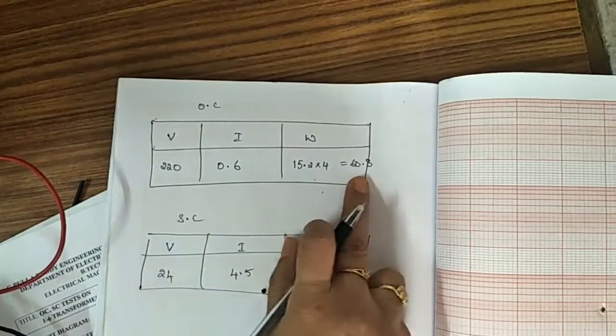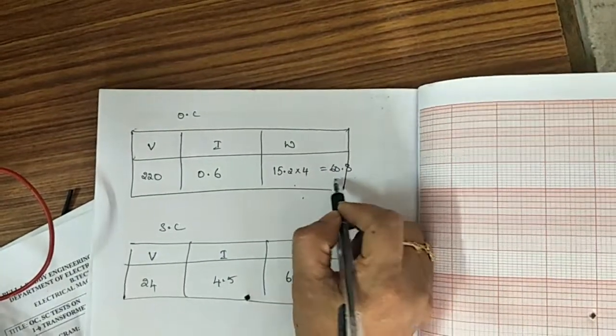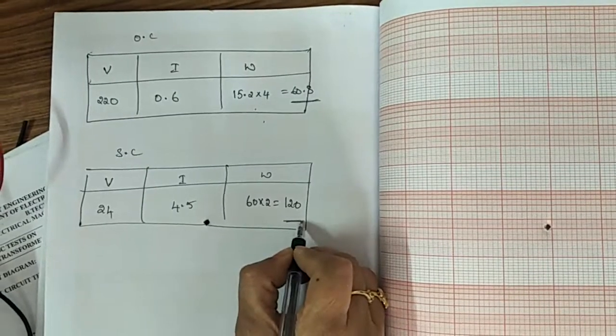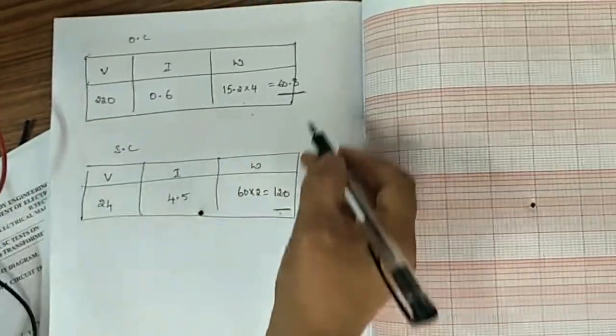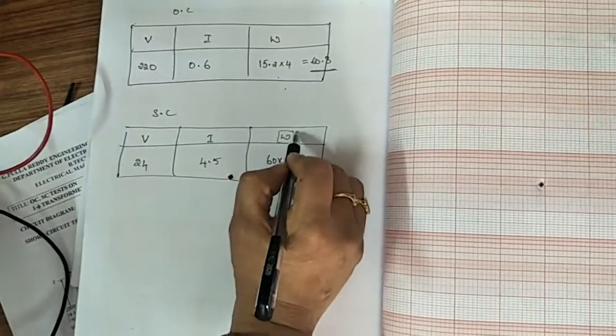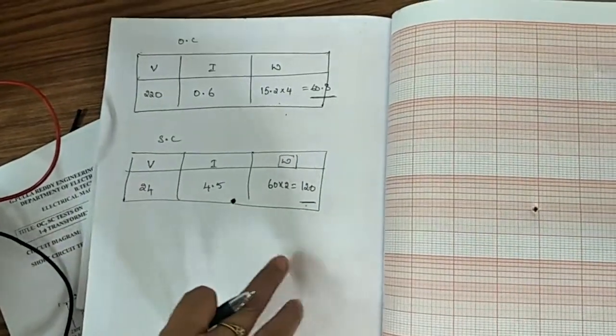You can observe from the open circuit test, these are the open circuit values, and these are the short circuit values. The power obtained in the open circuit test is 60, whereas the power obtained in the short circuit test is 120, which is actually double the value obtained under the open circuit test. Under short circuit condition, the wattmeter indicates the copper losses obtained for the transformer.